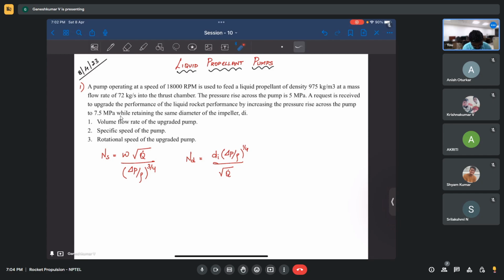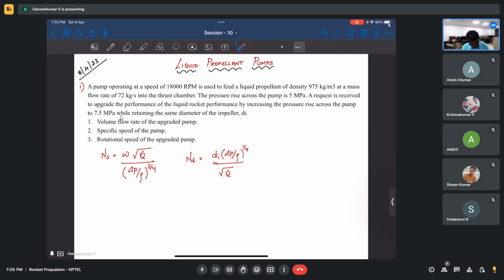Okay, so we are planning to increase the pressure to 7.5 megapascal while retaining the same diameter of the impeller, which means I'm not going to change the pump or the impeller, but I want to have a pressure rise of 7.5 megapascal. So if I want to do that, what do I need to do, right? Based on basic understanding, you could say that I need to increase the rpm of the pump, right? So we'll see how it is happening.